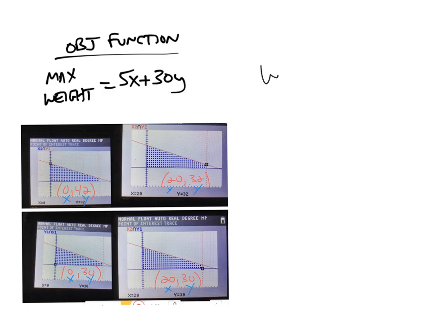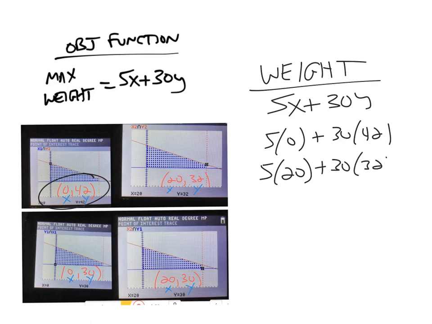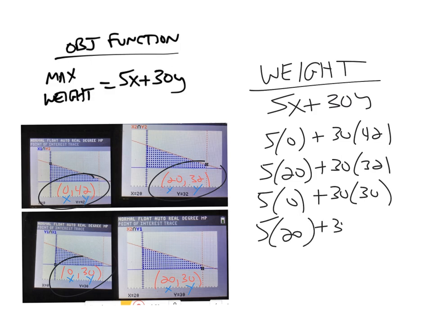So here we're going to go to the maximum weight, 5x plus 30y. So we'll go 5 times 0 plus 30 times 42 for this first vertex. Then we'll go 5 times 20 plus 30 times 32 for the second. 5 times 0 plus 30 times 30 for the third. And then 5 times 20 plus 30 times 30 for the fourth. So you basically plug those right into your calculator, and you see which one gives you the maximum value, because you need to find the maximum weight of this material.